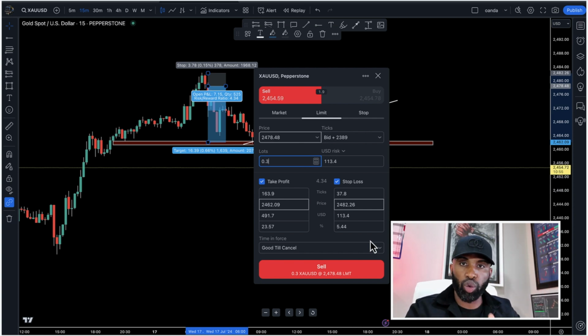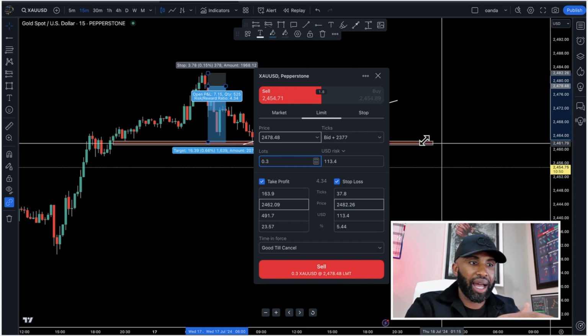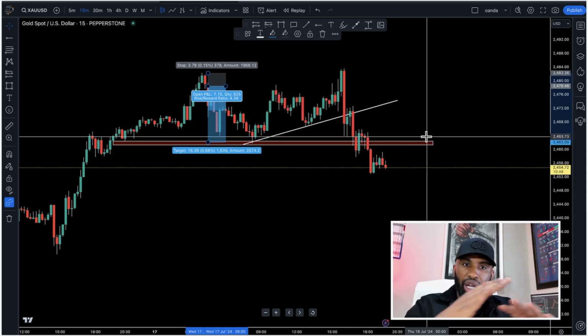So your risk refers to your potential loss, while your reward refers to your potential gain, and the charts can help you calculate all of this before entering into a trade.